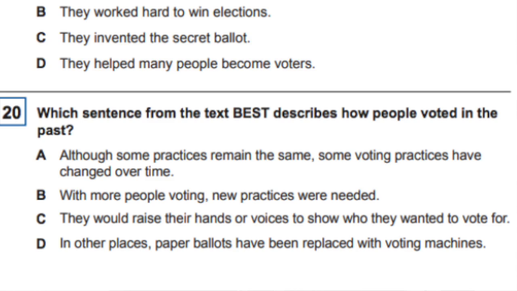C says they would raise their hands or voices to show who they wanted to vote for. The other ones come close, but C is the one that best describes how it was voted in the past. All right, D talks about other places. B talks about new practices were needed, but it doesn't mention what those practices were. And A, some practices remain the same, some practices have changed over time, also doesn't give us what it is. It doesn't give us any description, and that's what the question was asking for, describes.